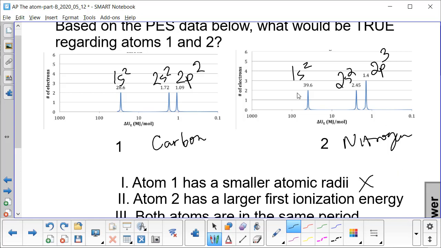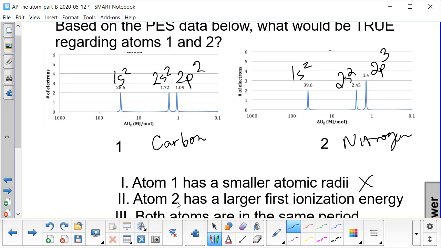But looking at the PES spectra, we can also see that that's true. We have an extra electron and an extra proton, and that increased nuclear charge pulls those outer electrons in closer to the nucleus, decreasing the radius. Okay, so atom 2 actually has the smaller atomic radius.